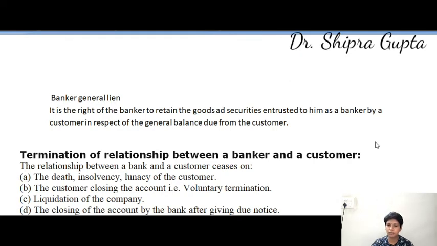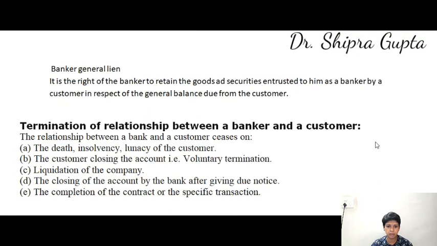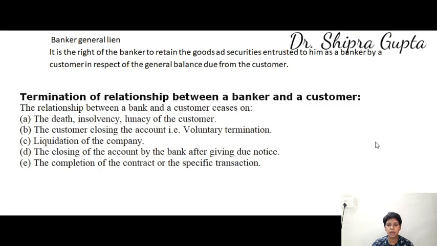Now I will tell you about termination of the relationship between banker and customer, how it can terminate. Number one, the death, insolvency and lunacy of the customer. If any customer of a bank dies, becomes insolvent or lunatic, then obviously this relationship terminates by default. The customer closing the account, that is voluntary termination. If the customer voluntarily wants to close his or her account, then the relationship naturally terminates. Liquidation of the company: if any company is liquidated, and the account was opened in the name of the company, then by default the relationship between banker and customer terminates.